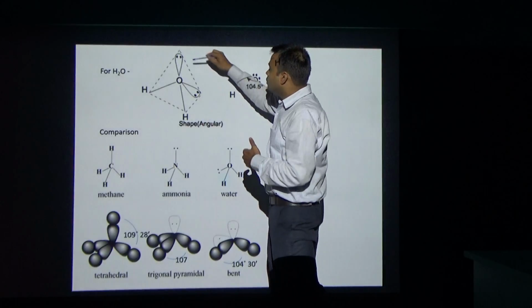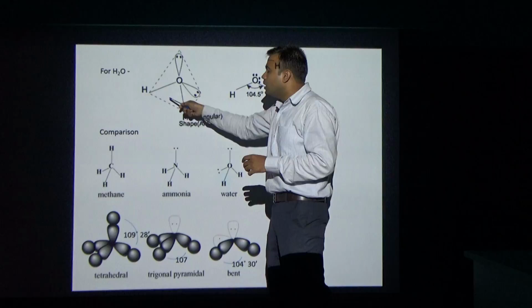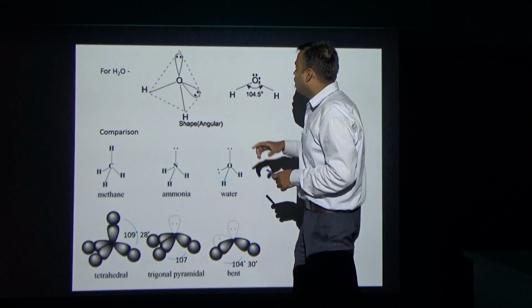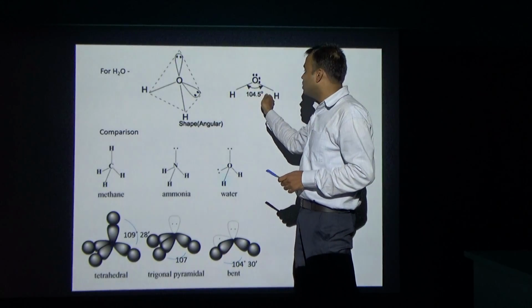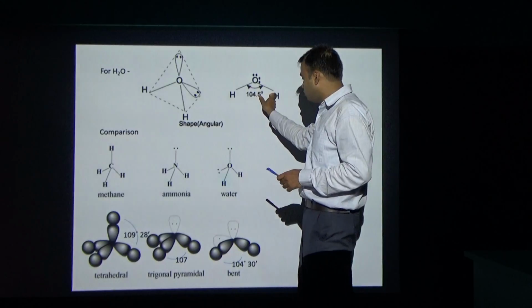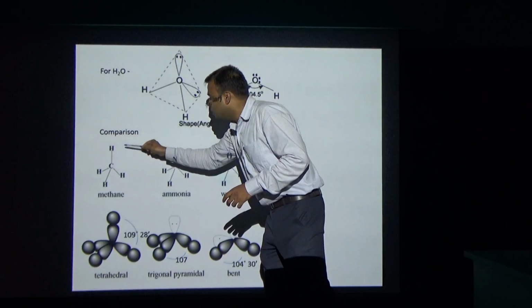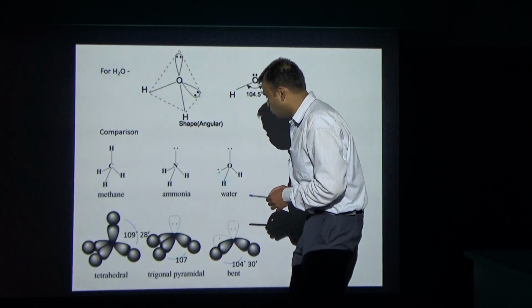As you have seen, the lone pair-lone pair repulsion is more than the lone pair-bond pair repulsion, which is again more than bond pair-bond pair repulsion. These 2 bonds become squeezed and the angle reduces to 104 degrees 30 minutes, 104.5 degrees. Here we have compared all these 3 structures: methane, ammonia, and water.